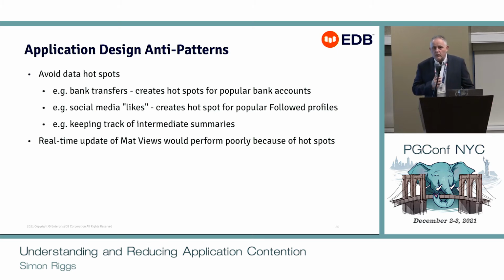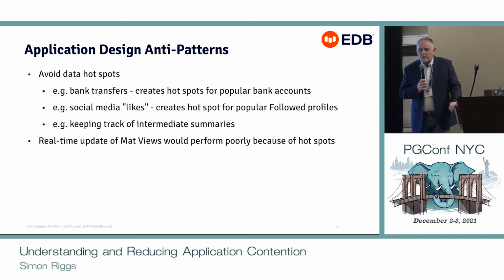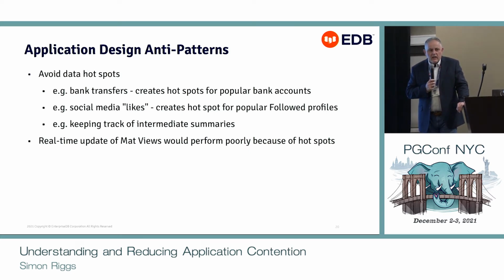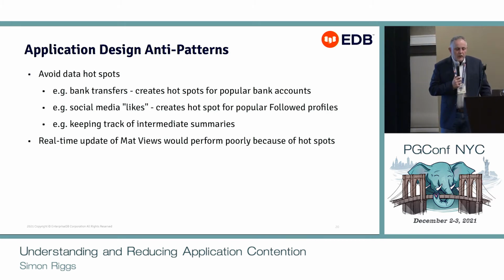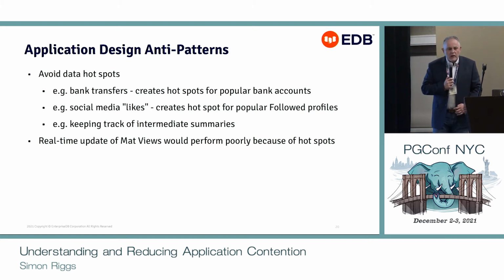Social media, for example, obviously if there's some really seriously famous people with hundreds of millions of followers, if they do anything, then that is going to cause a huge hotspot on those individual records. Another situation is where you're keeping track of a summary total. So every time someone does a transaction, you add up a total of the effects of the individual transactions. Again, that really doesn't work.